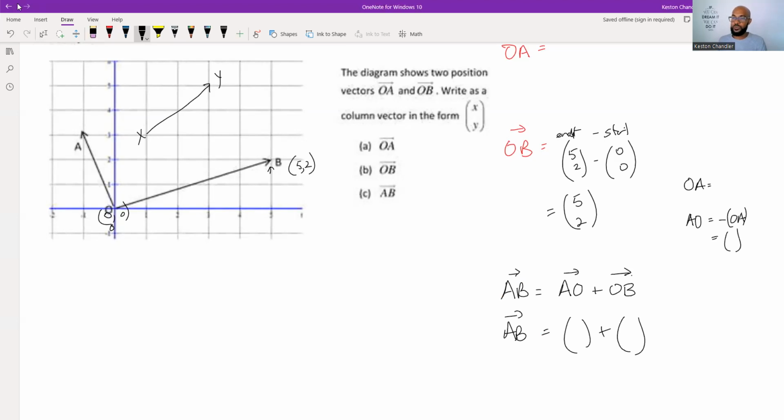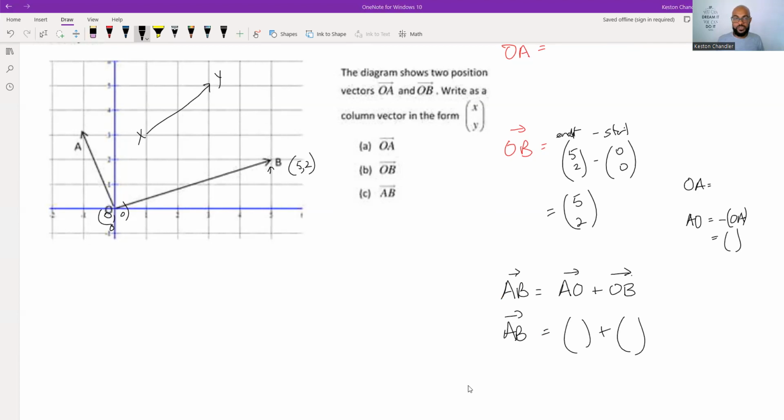Right, so work out what OA is for me. After you work out what OA is, I want you to find AO. AO is negative OA. It's the opposite direction. So you just put a minus sign in front of the brackets for OA. And that's going to give you what you're looking for there. And then you're going to use our triangular law of vectors to work out what AB is.